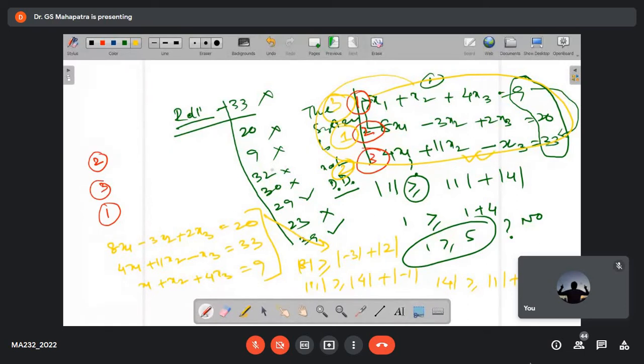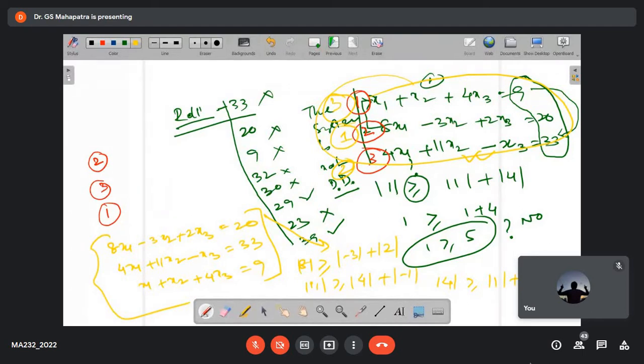That means if even after rearranging we are not able to satisfy the diagonally dominant property, then you can't apply the Gauss-Seidel or Gauss-Jacobi method. So this is the first criterion to solve the system of equations using Gauss-Jacobi or Gauss-Seidel. Fine.